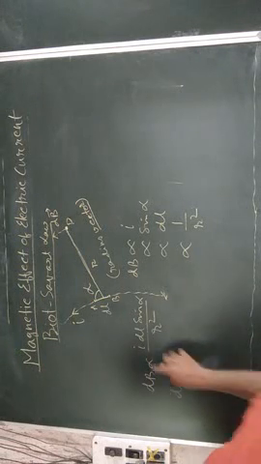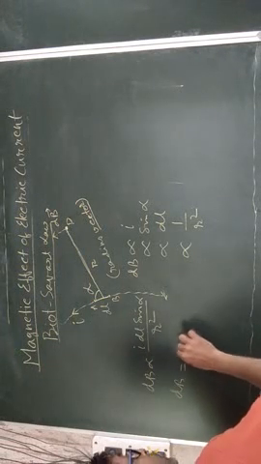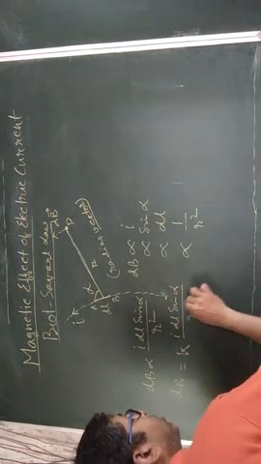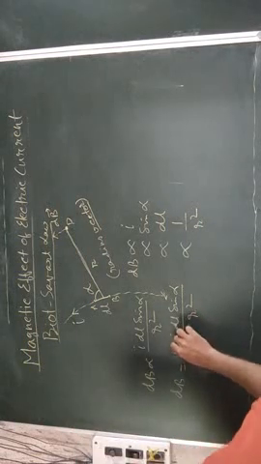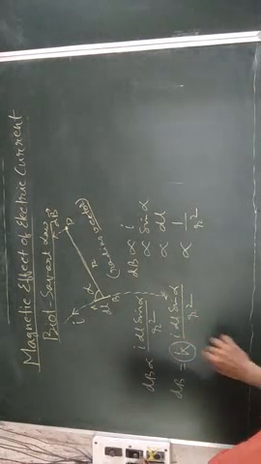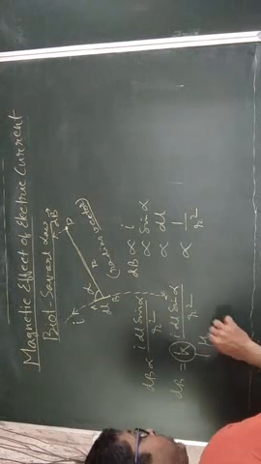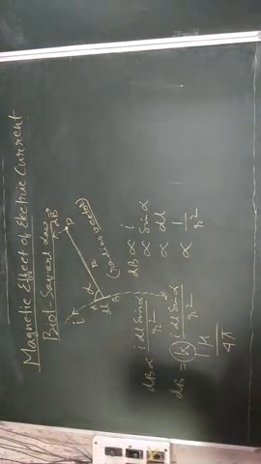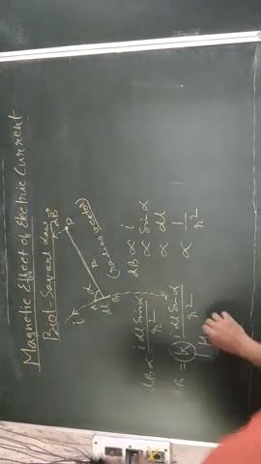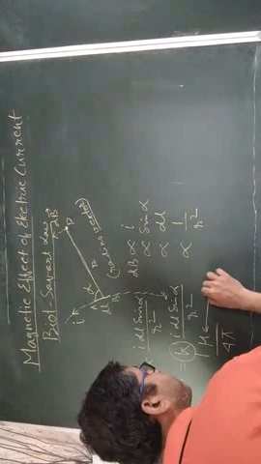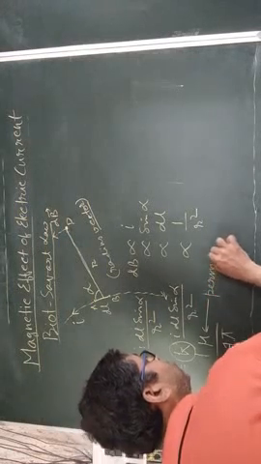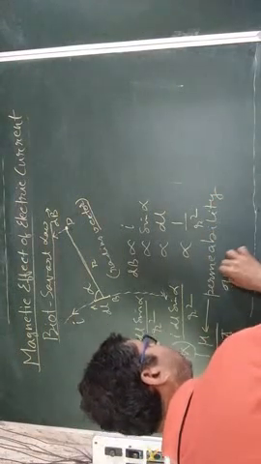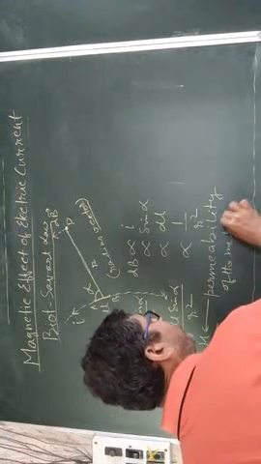So obviously an equal sign comes with a constant of proportionality. This constant's value is mu upon 4 pi, and this mu is called permeability of the medium.